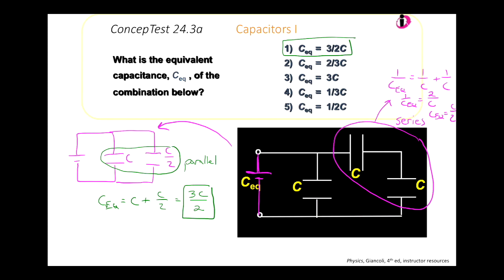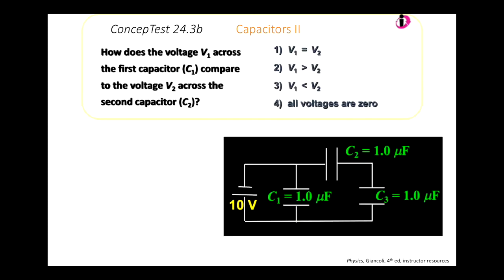Let's take the same circuit and put some numbers in there. How does V1 compare to V2? Equal, greater than, less than? And if you want to just bail out, there's your answer. Everything's zero. I don't care anymore.